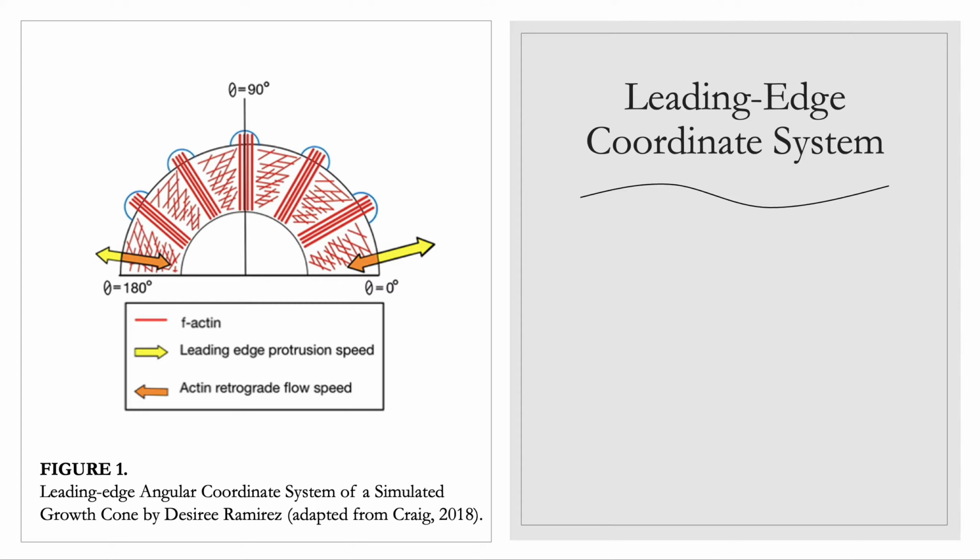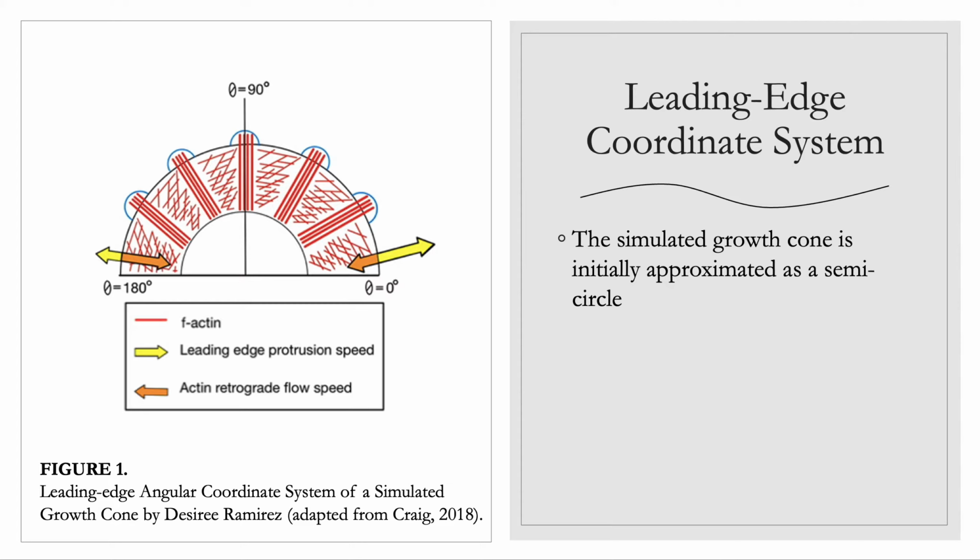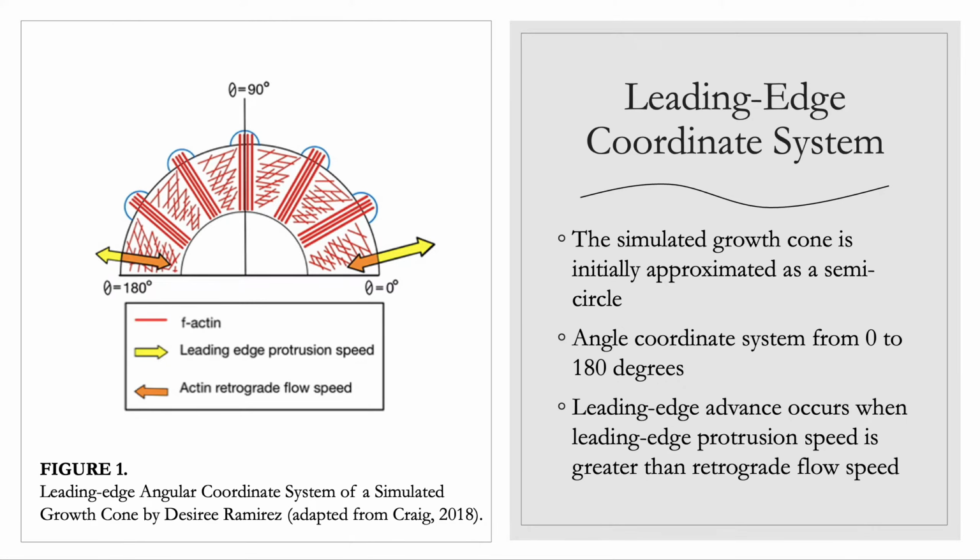Our model is based on the leading edge coordinate system shown in Figure 1. We approximate the growth cone leading edge as a semicircle with a given radius using the Cartesian coordinate system. We use an angular coordinate system ranging from 0 to 180 degrees, where 0 degrees translates to the right side of the growth cone and 180 degrees translates to the left side. We assume that the overall protrusion of the growth cone occurs when leading edge polymerization is greater than the speed of actin retrograde flow, where the direction of protrusion points outward and the retrograde flow points inward.